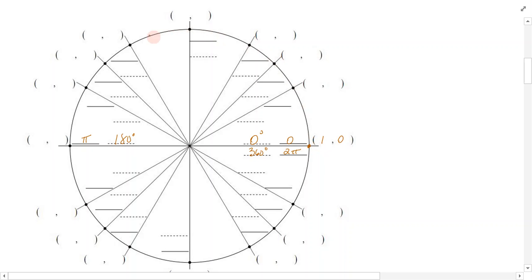Now if that point rotates halfway around the circle over here to pi, then the ordered pair representing this location would now have to be -1, 0. So those are kind of straightforward there.